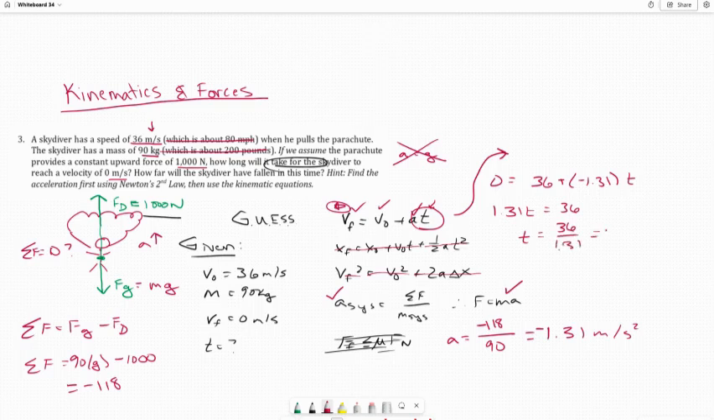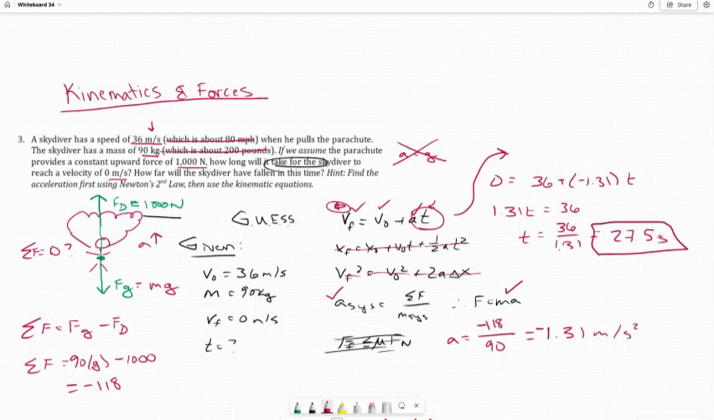And yes, there are units associated with this, so we'd end up having meters per second over meters per second squared, and we're going to end up with just seconds if we cancel those out. So 36 divided by 1.31, we end up with about 27.5-ish seconds. And so that means this person is in free fall for about 27.5 seconds.